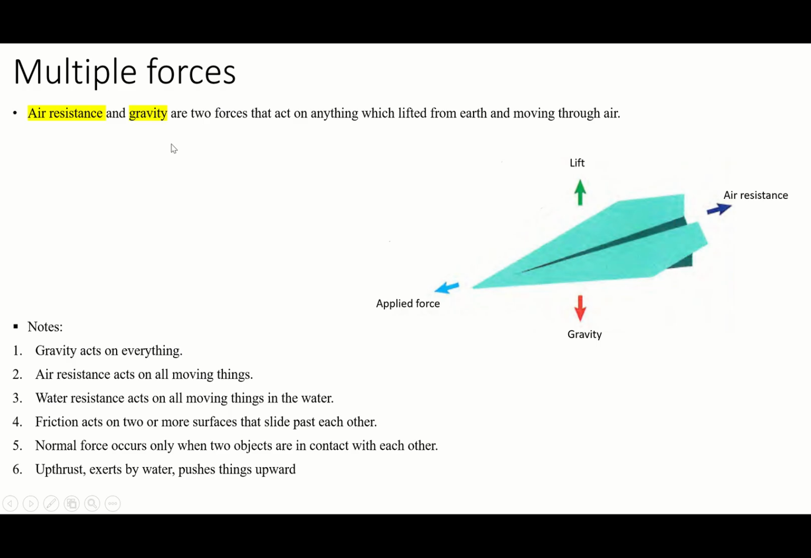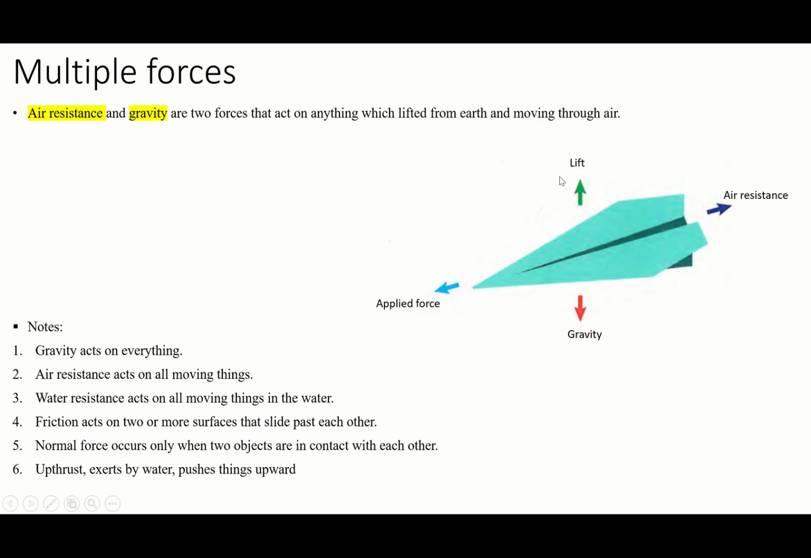Here, guys, for something that is moving in air, something which is left from the earth, it's not on the earth, we have two main forces. One is air resistance, one is gravity. Air resistance and gravity are two main forces that act on anything which is lifted from the earth and moving through air. Whatever moves through air and is lifted from the earth, it's not moving on the earth, has these forces. The two main are what? Air resistance and gravity. It means gravity and air resistance to the back.